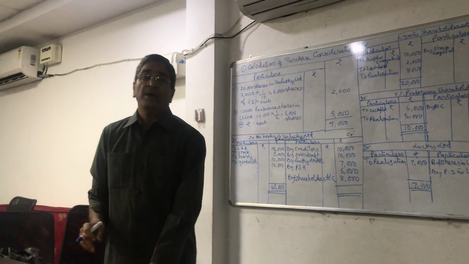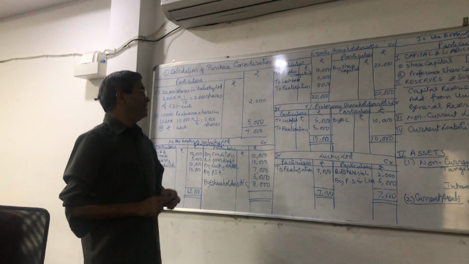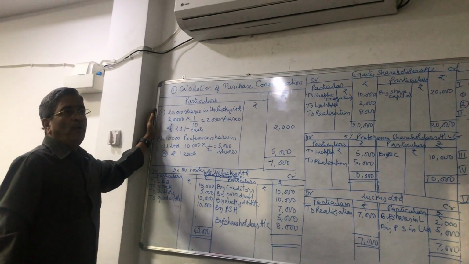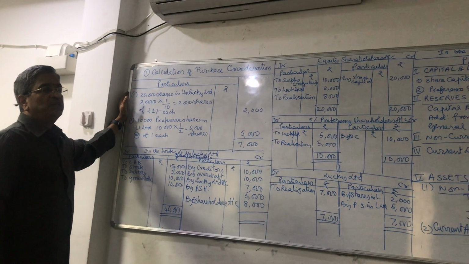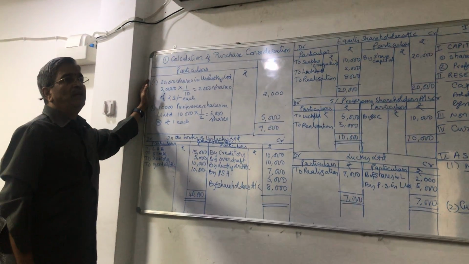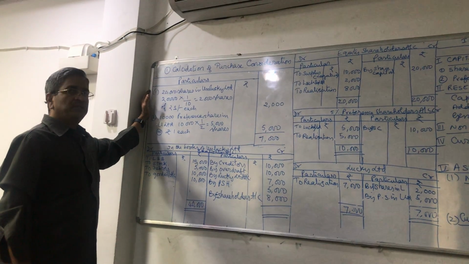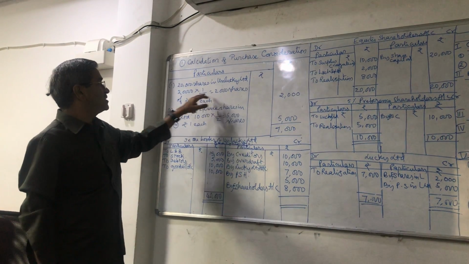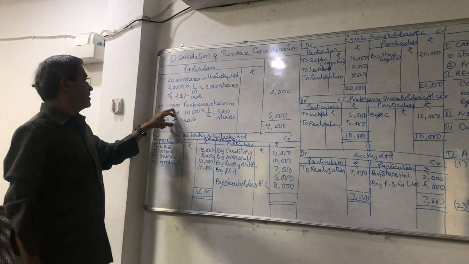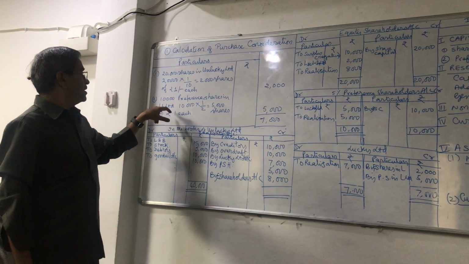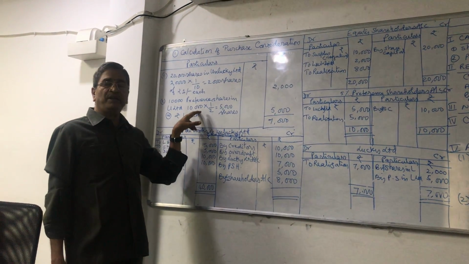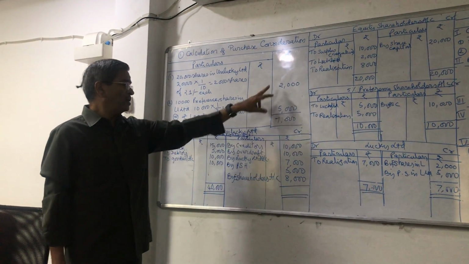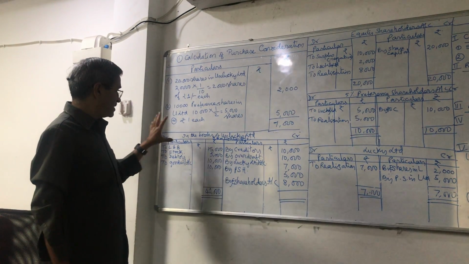This completes the problem. Let me sum up what I have done. First, we have calculated the purchase consideration. For every 10 shares held in the Unlucky Limited, we paid 1 share. Therefore, for 10 shares it is 1. So for 20,000 shares it will be 2,000. 2,000 shares at 1 rupee each, 2,000. Then 10,000 preference shares in Unlucky Limited. For every 2 shares we are giving 1. So 10,000 into 1 by 2, 5,000. Total 7,000 is the purchase consideration.